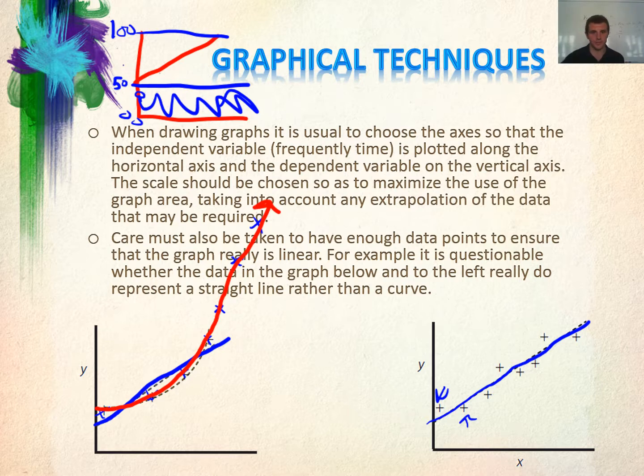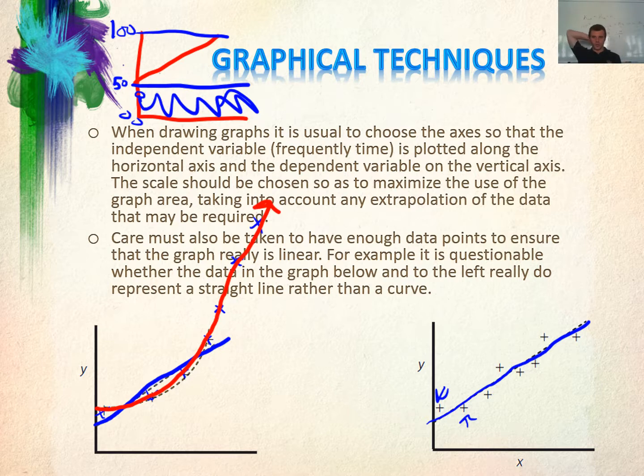Remember, your x-axis is your independent variable, your y-axis is your dependent variable, and then just scale the graph accordingly. If you have issues doing this, we'll make graphs on Excel. We're going to work with Excel in this unit a lot too, so we'll have plenty of time.